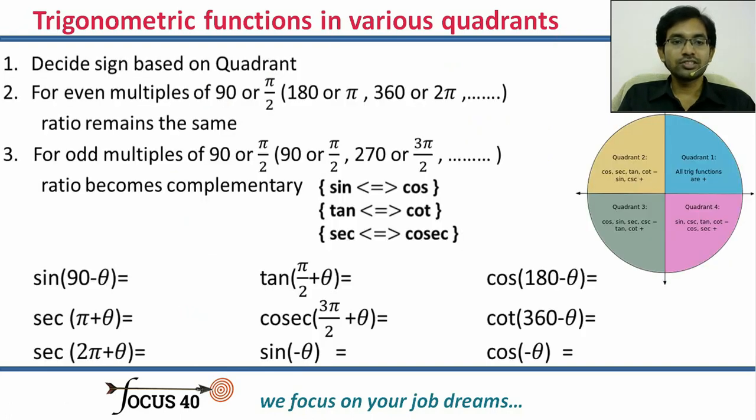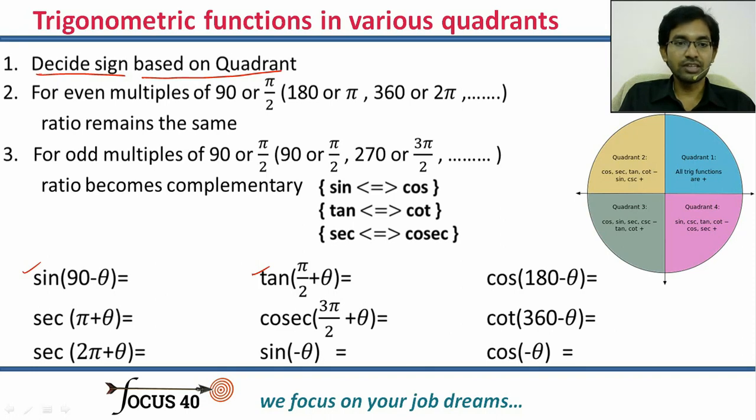Now let us see some applications regarding this. So we need to find the value of sine of 90 minus theta. Similarly, we need to find the values of the remaining functions. In finding out these values, we need to follow some particular rules. What is the first one? Decide the sign based on the quadrant. We have just seen that.